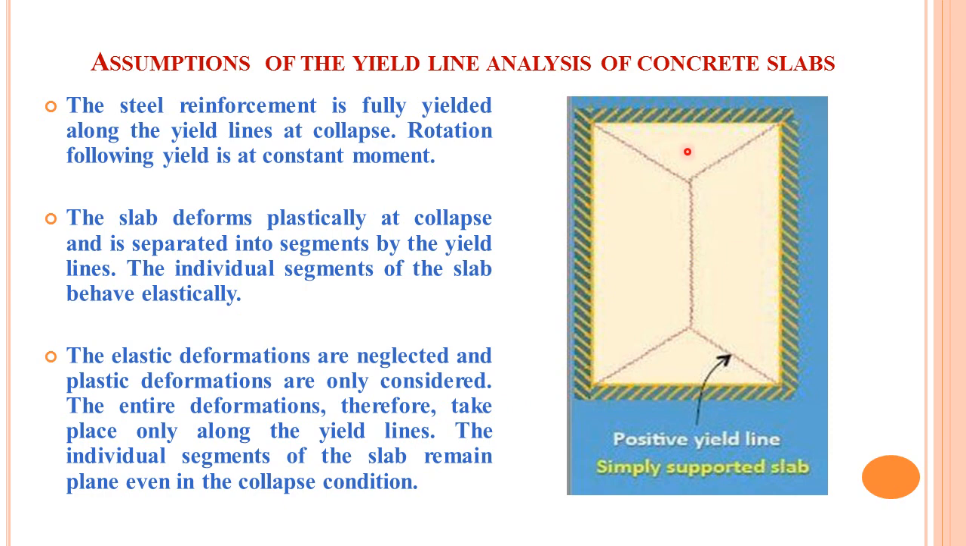And then the third assumption says the elastic deformations are neglected here. We are considering the plastic deformations. And again, in the second assumption itself, we have seen that the individual segments of the slab behave elastically. So only along this yield line does it behave plastically. So the entire deformations take place only along the yield lines. These individual slab segments remain plane even in the collapsed stage.